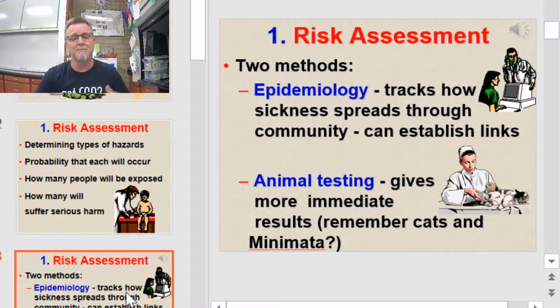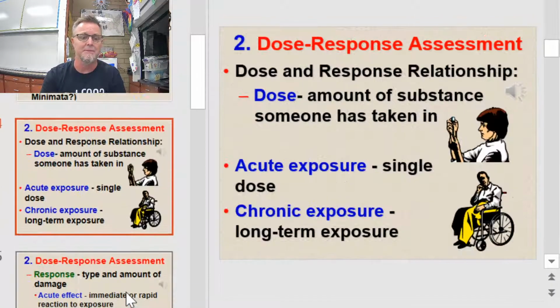It gives some immediate results, right? And one good case in point were the cats that they used in evaluating mercury levels in Minamata, Japan. I don't know if you remember that from a past video or not, but that was something that came up, okay? Next thing after risk assessment is a dose response assessment.